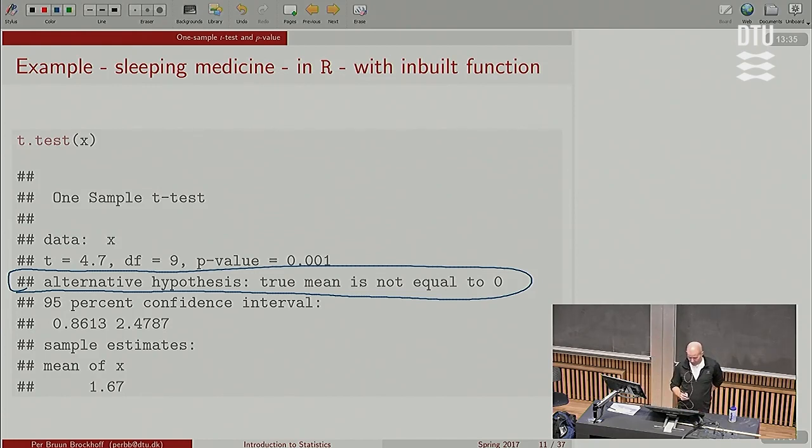So it only gives 3 decimal points, but it tells you the p-value. And in fact, it also gives this confidence interval that we learned about last week. The confidence interval is away from 0. That's one way of saying it. We do not have the 0 in the confidence interval. Actually, the confidence interval is pretty far away from 0.